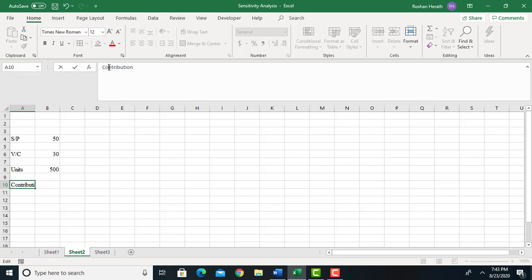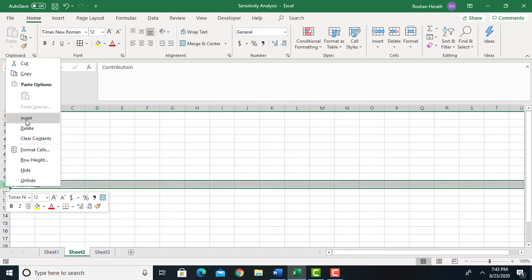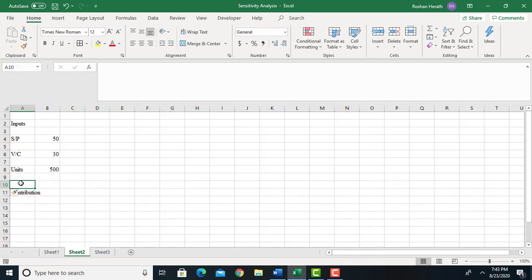Contribution. So these are our inputs, and this should be the output. So as usual, you have to develop the model.